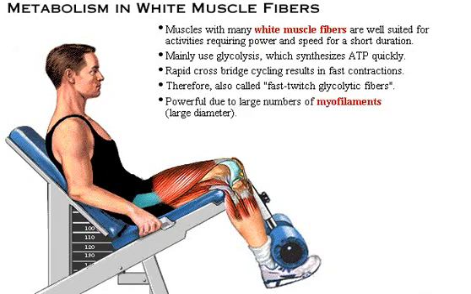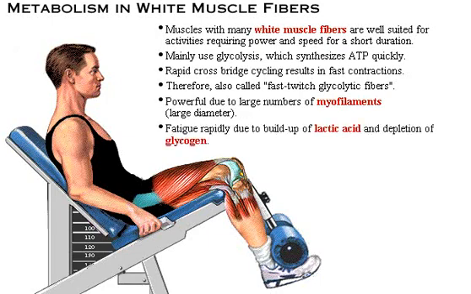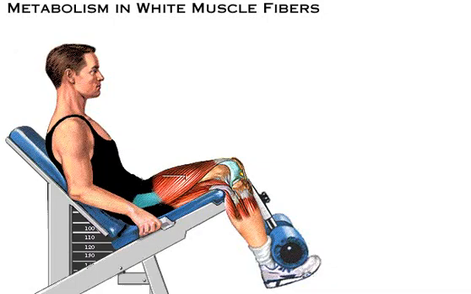White muscle fibers are powerful due to their large numbers of myofilaments, as indicated by their large diameter. However, they fatigue rapidly because of the buildup of lactic acid from the anaerobic pathway and the depletion of glycogen, the glucose storage molecule. Click the thigh muscles for a demonstration of a power activity.